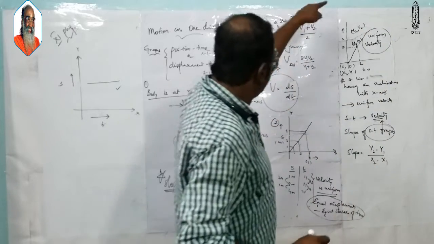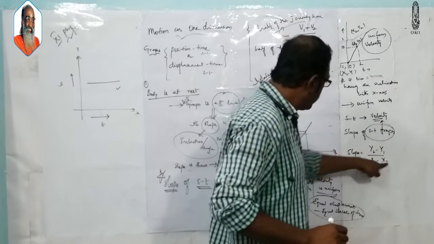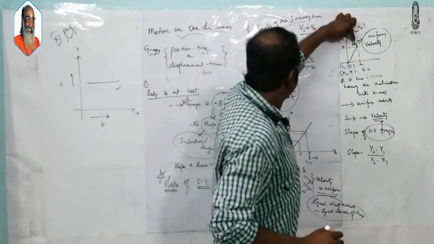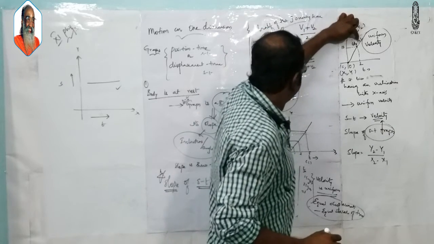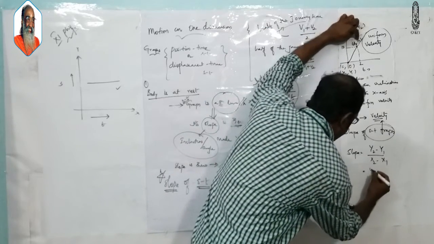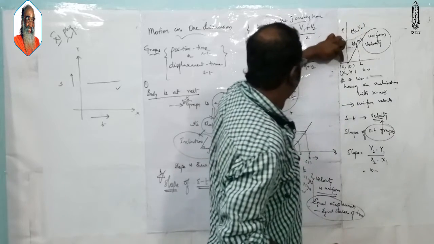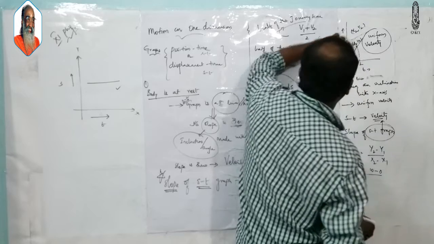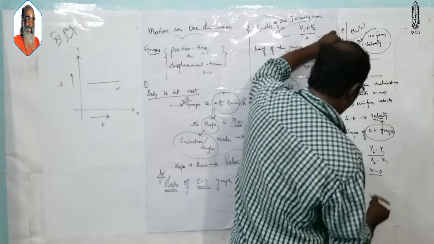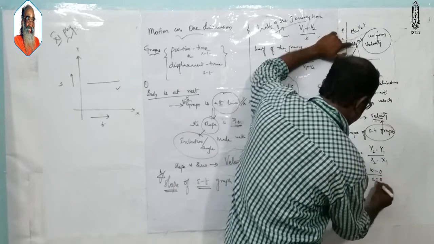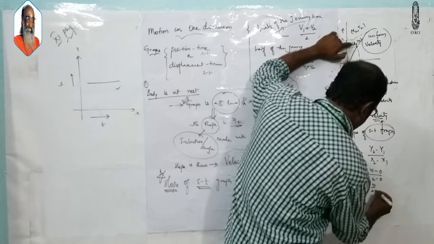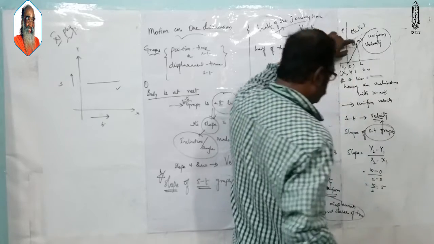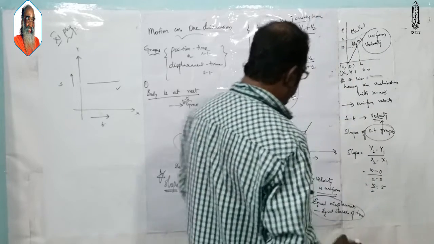So now, what is the slope of the graph? y2 minus y1 by x2 minus x1. So y2 is here, 10, so it is 10 minus y1. y1 is 0 from the origin. And x2 is here, 2, and x1 is 0. It is 10 by 2, so it is 5. What did you find now? The slope gives you velocity.